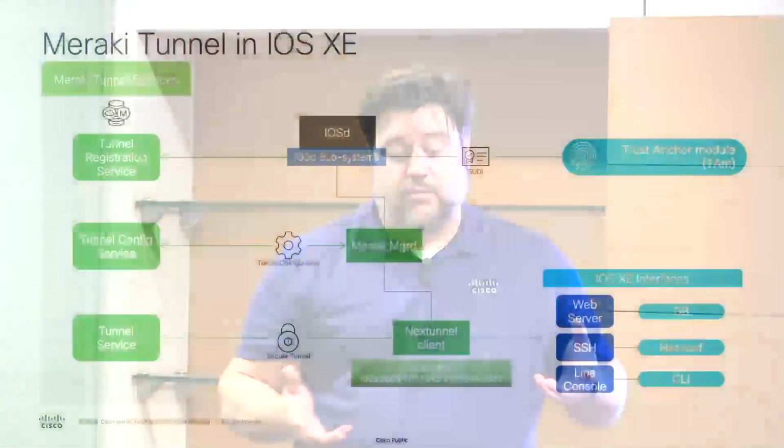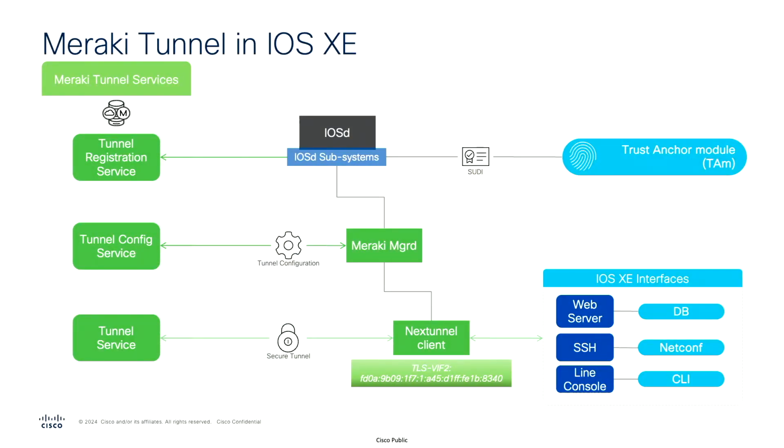A little more on the Meraki tunnel and that tunnel flow. Everything is done with a mutual TLS connection. So it's MTLS. We'll reach out to the tunnel registration server. One thing we have to do is ensure the Catalyst devices' identity, right? So it's an MTLS tunnel. Got to ensure both sides' identities.